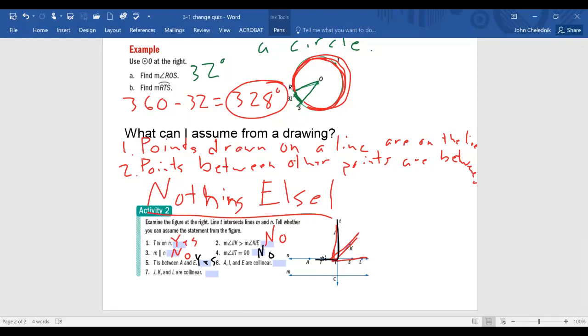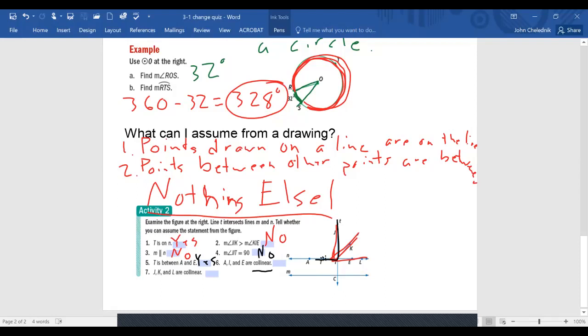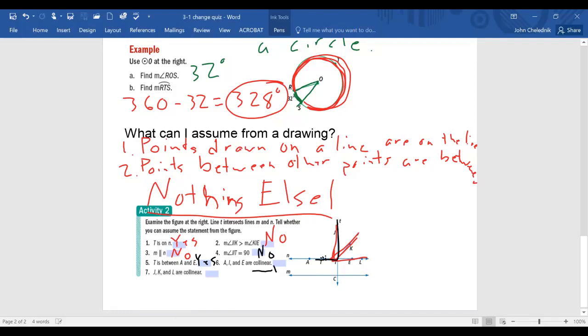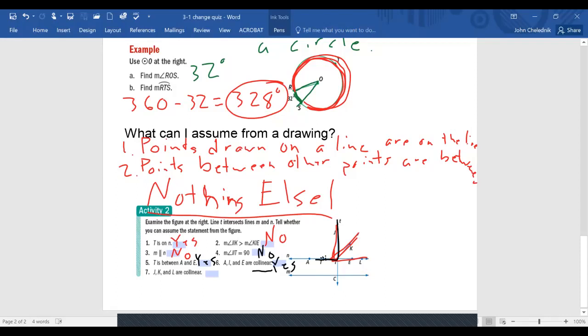It says A, I, and E are collinear. Collinear, remember, means that they are on a line together. So A, I, and E all appear to be on line N. Can we assume that they actually are on line N? Yes, we can. That's rule number 1. Points drawn on a line are actually on the line. And then the very last one says J, K, and L are collinear. Kind of looks like you could draw a line through those 3. But are they actually drawn on a line together so that we are allowed to assume it by rule number 1? No, they're not. I created that line, and we're not allowed to assume that they actually are on the line together.